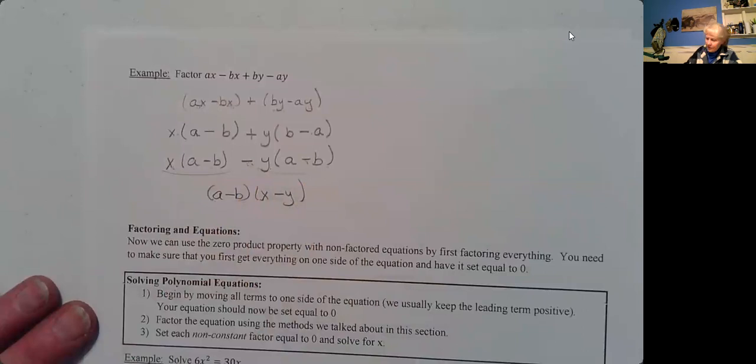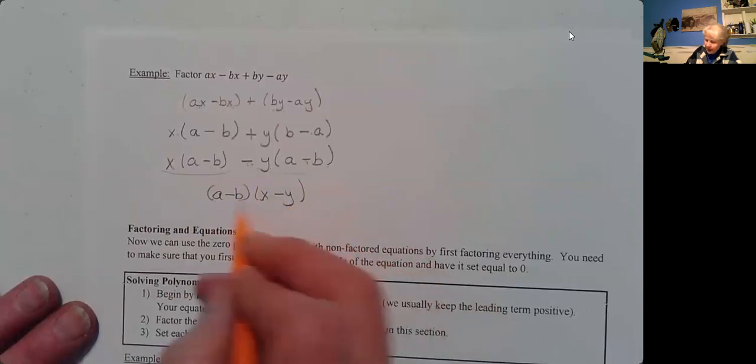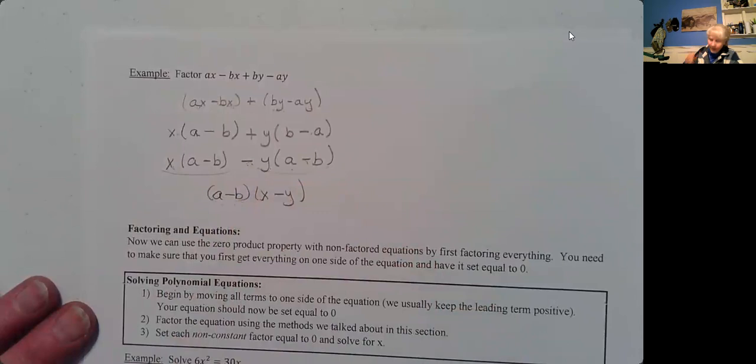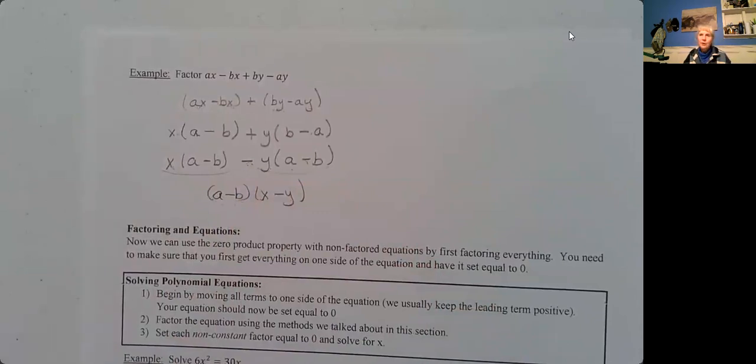All righty. So that's factor by grouping. Just group the first two, take out what's in common, be careful of subtractions, and then just pull out what's in common with your two new groups.